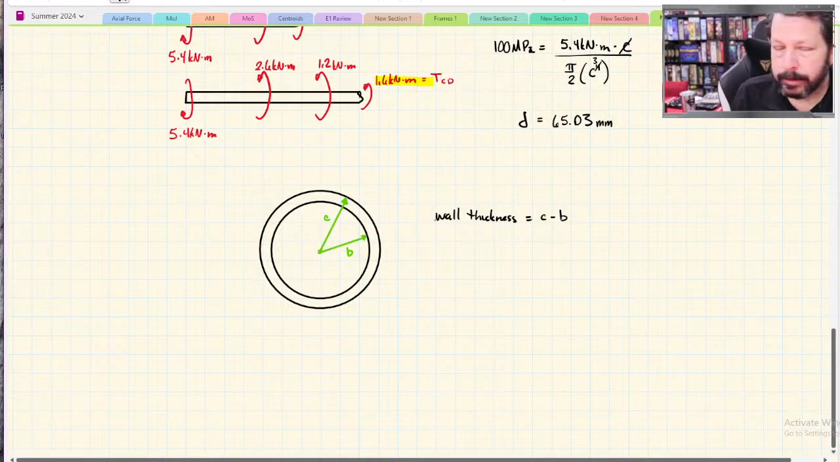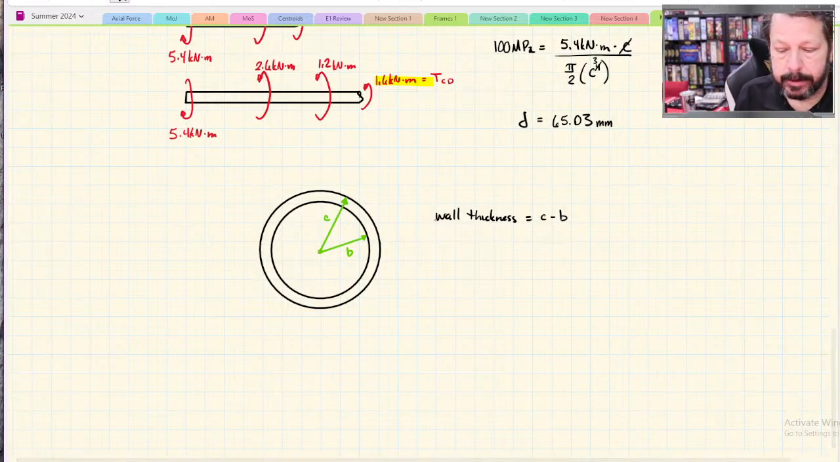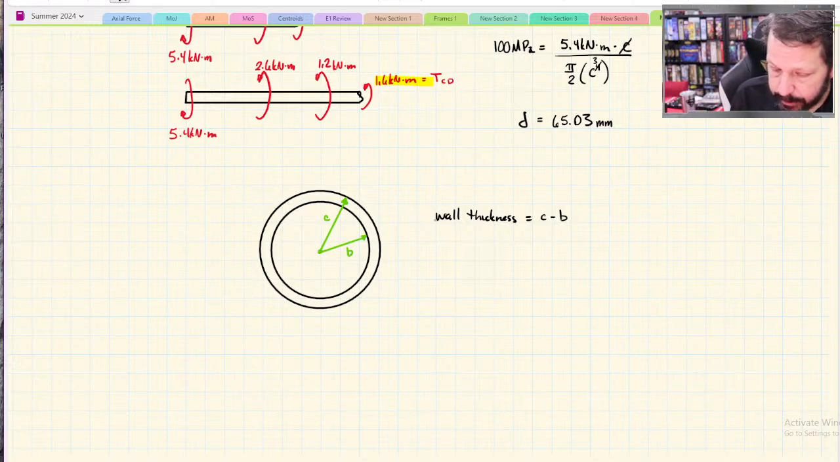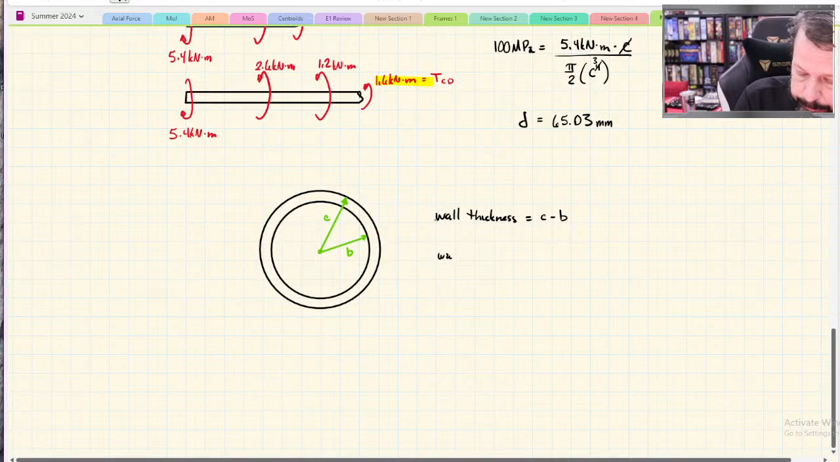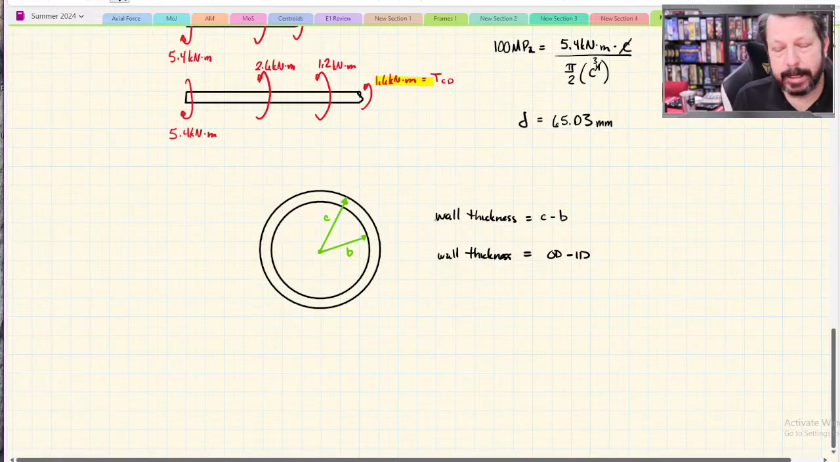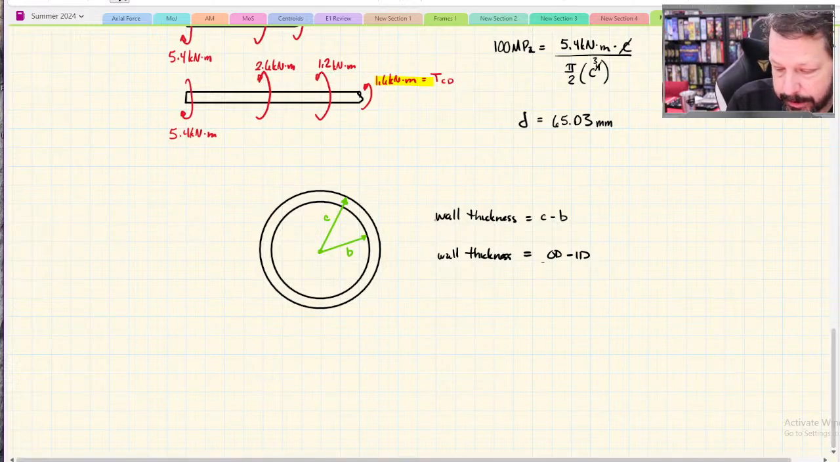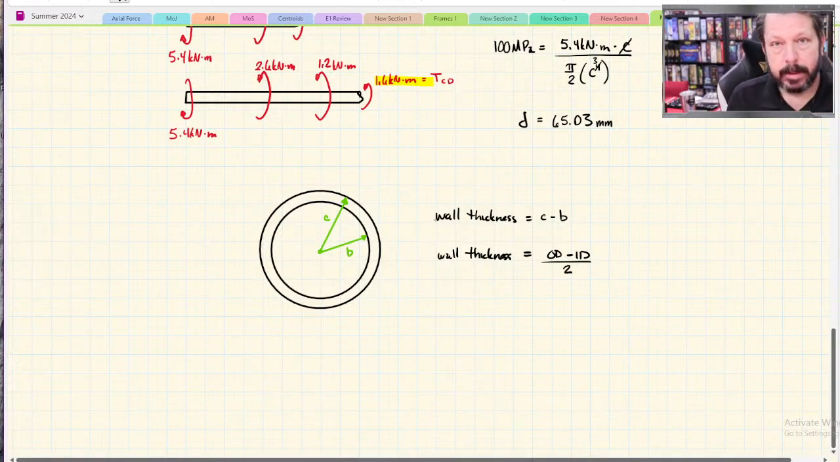What usually happens on those problems, though, is that you're dealing with diameters. And so remember that if you're doing diameters, then the wall thickness is not equal to the outer diameter minus the inner diameter, because that is actually 2 wall thicknesses. So you need to divide by 2.